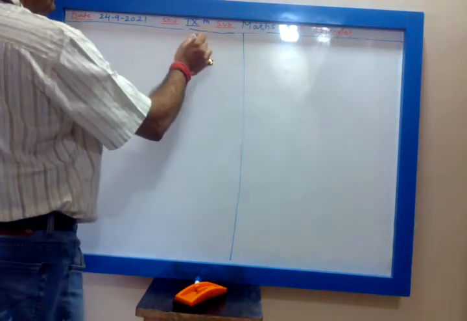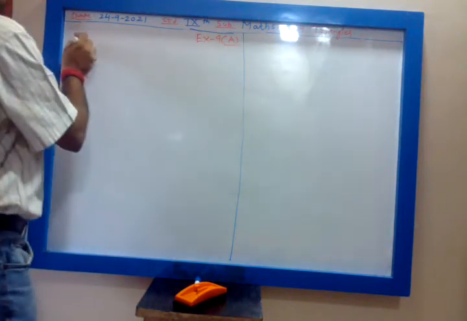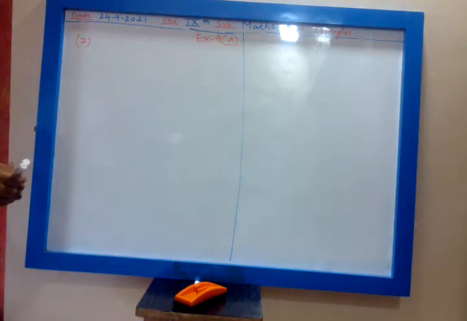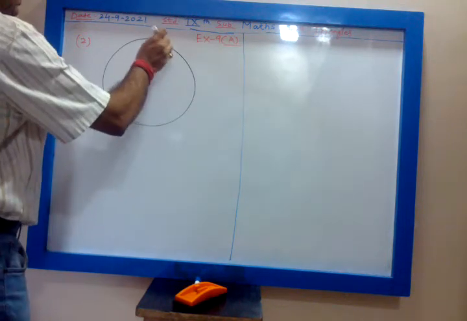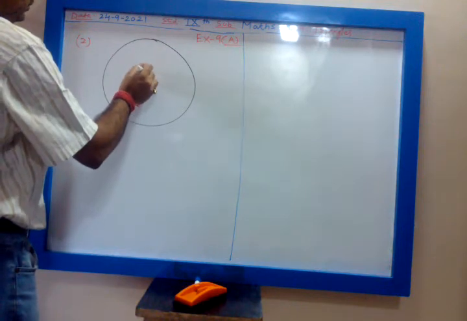Exercise 9, second question, we will do. In the given figure, there is a circle with center O. Draw this diagram. Circle with center O. Okay. O is the center.